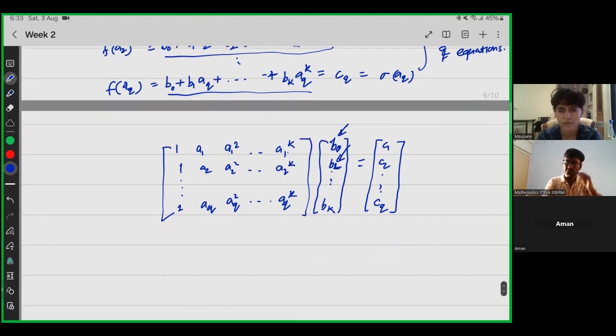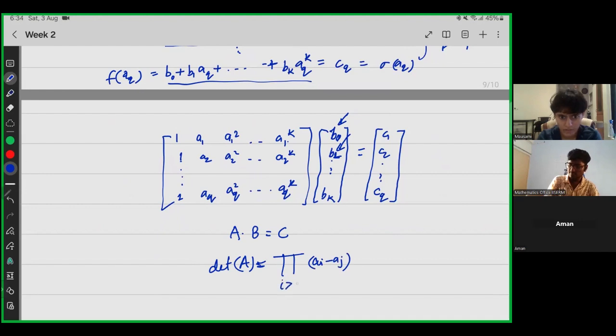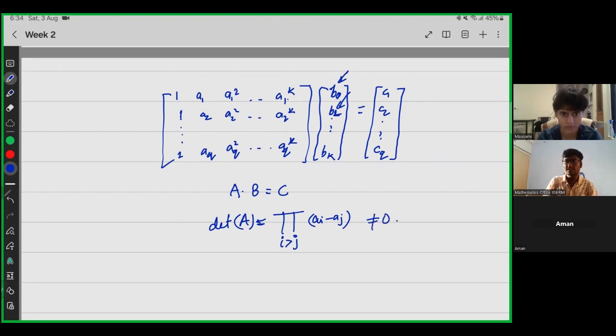So we can prove the linear independence by using maybe the Vandermonde determinant or something, or maybe just induction. So this is a system of this form: A times B is equal to C. And the determinant of A is nothing but, if you remember this kind of matrix, the product of ai minus aj, for i bigger than j, over all such pairs. And because the ai's are distinct, this is not zero. So A is invertible, and B can be calculated as A inverse times C.